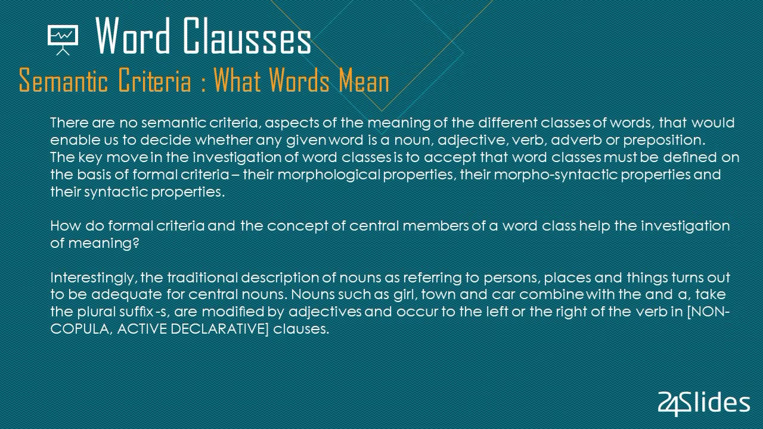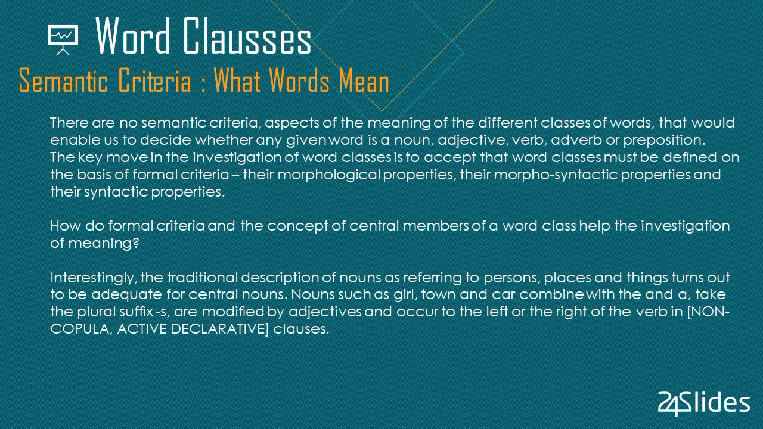Interestingly, the traditional description of a noun as referring to persons, places, and things turns out to be adequate for central nouns. Nouns such as girl, stone, and car combine with the and take the plural suffix, are modified by adjectives, and occur to the left or the right of the verb in non-copula active declarative clauses.